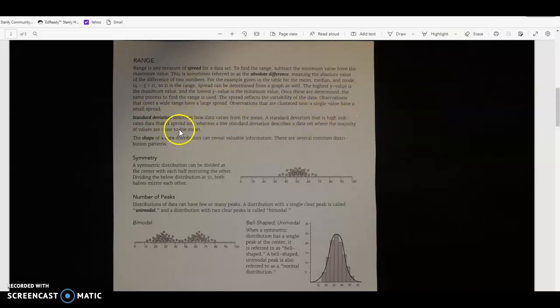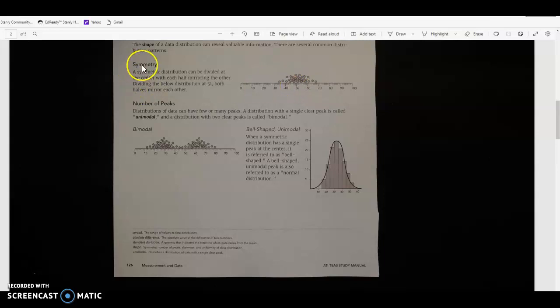Now standard deviation describes how data varies from the mean. A standard deviation that is very high indicates that the values are spread out, whereas a low standard deviation describes a data set where the majority of values are close to the mean. And then we have the shape of a data distribution. It can also reveal valuable information. Noted below are several common distribution patterns. In this example on symmetry, a symmetric distribution can be divided at the center with each half mirroring the other. So if we go about where 50, 51 is, I can see about half the values on the left, half the values on the right. And then the number of peaks can also tell you about the data.